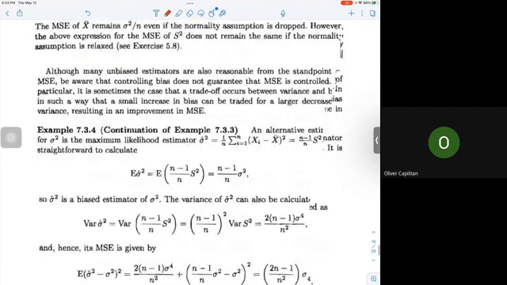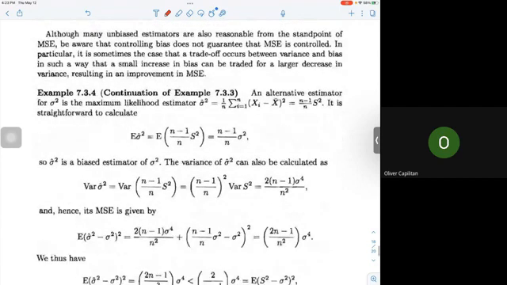We have here an illustration in example 7.3.4. So we have an alternative estimator for our parameter sigma square. We have the maximum likelihood estimator. Na-solve natin ito before. So we have here sigma square hat.